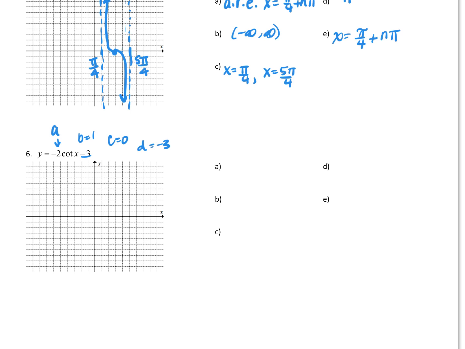So look, if we do bx minus c, that's like 1x minus 0 equals our left-hand asymptote. 1x minus 0 equals the right-hand asymptote. So this is an easy one, right? So our asymptotes didn't move from the original parent function. Yay, that makes it nice. So I'm just going to call pi over here.